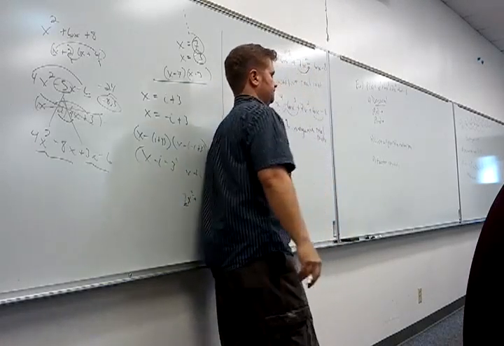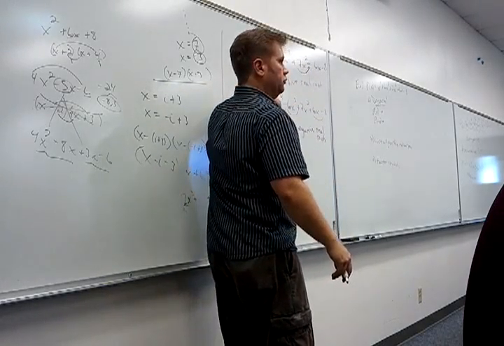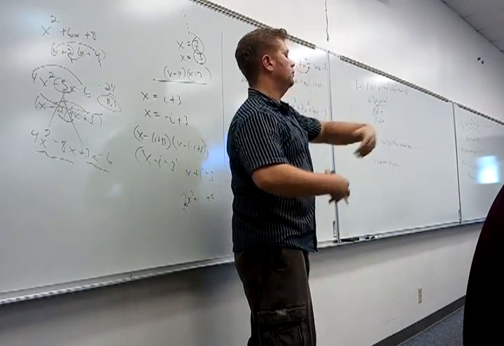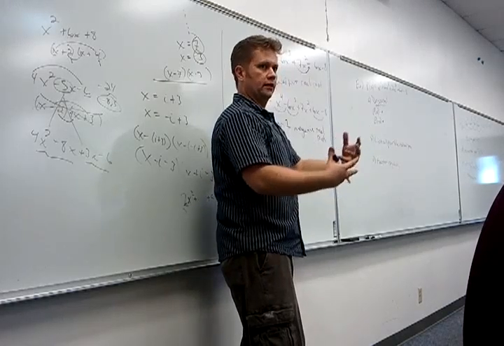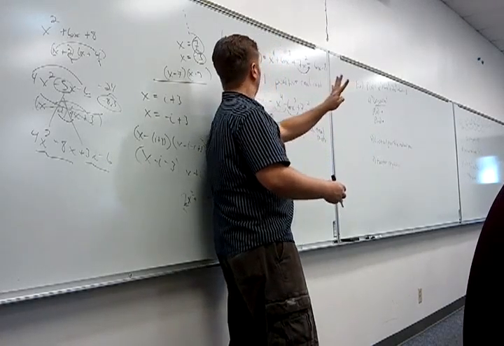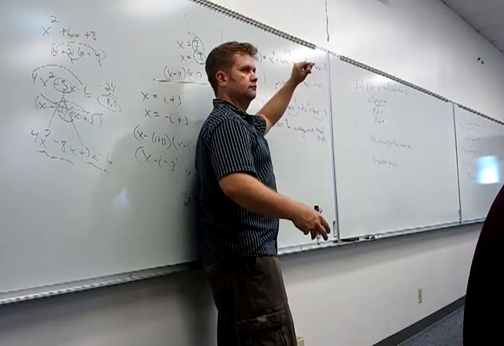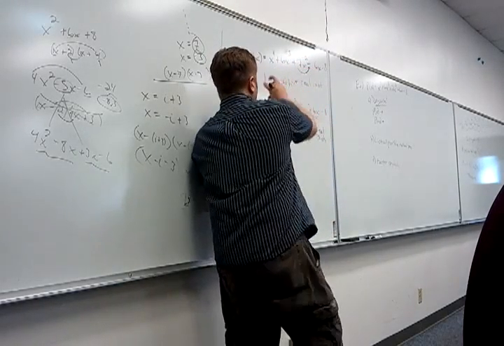So there could be 4 real roots, or there could be 2 real roots and 2 complex roots. Right? That's the possibilities here. There's got to be a total of 4 answers because it's a 4th power. It's kind of nice. So what about part B?